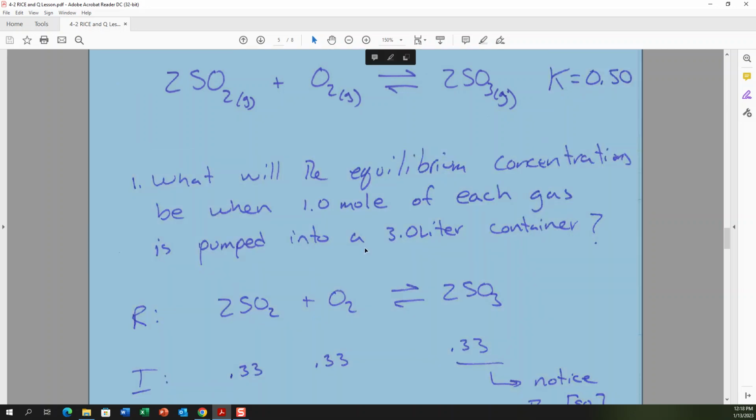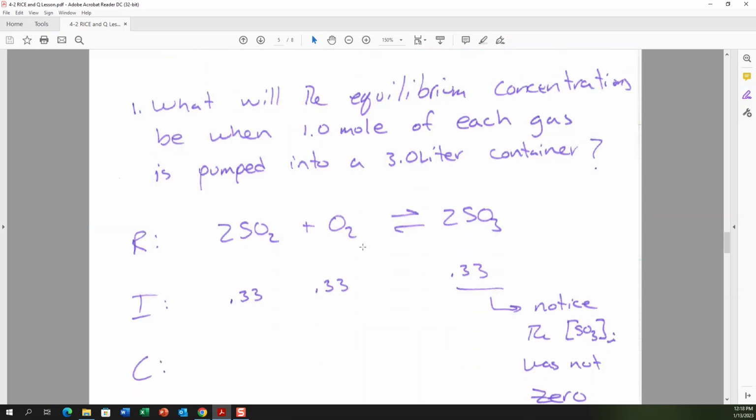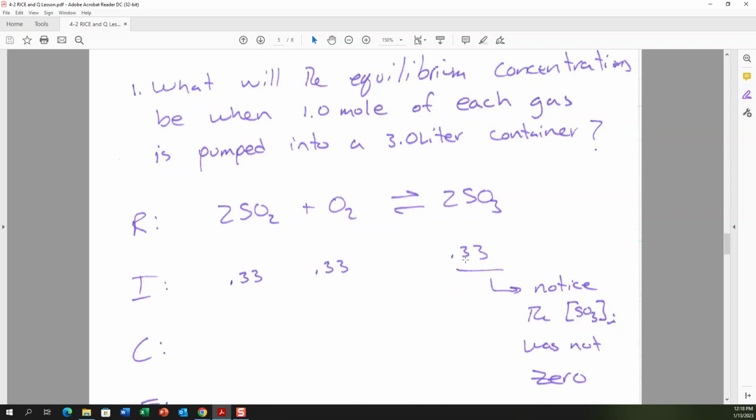All right. So again, if I'm starting my RICE chart, I'm not going to put in 1 for the initial amount of everything. I have to do 1 divided by 3, so 1/3. So we have 0.33 molar of this, 0.33 molar of this, and 0.33 molar of this. Okay, so this is a different type of RICE chart for us, because in our previous RICE charts we've always had 0 product. Now we have non-zero product. We have some of everything.